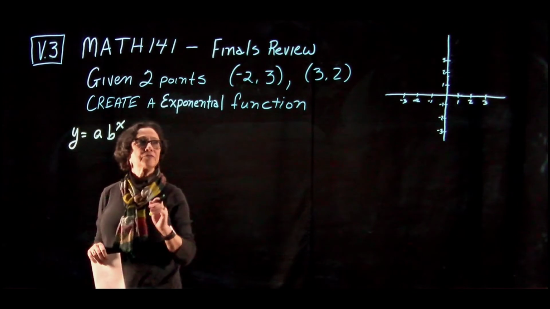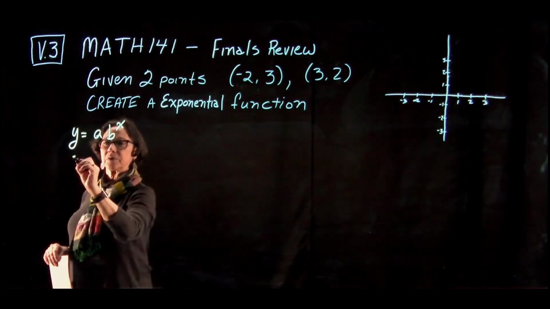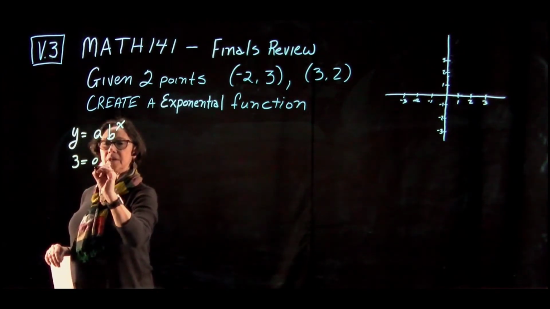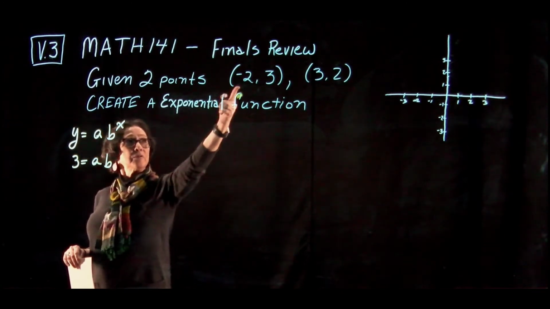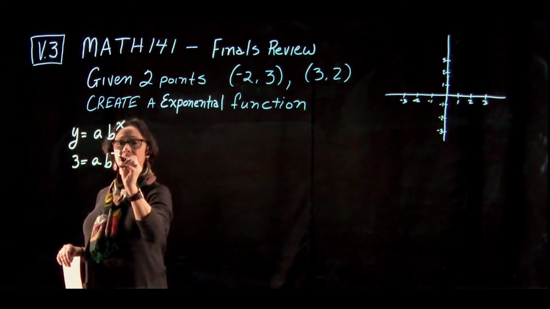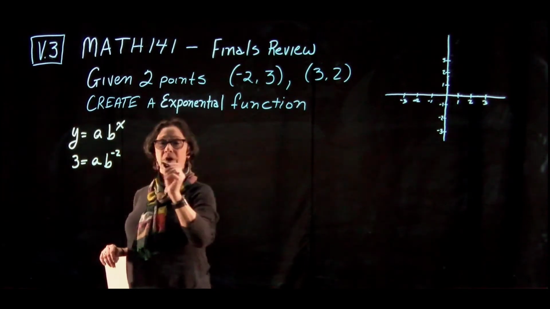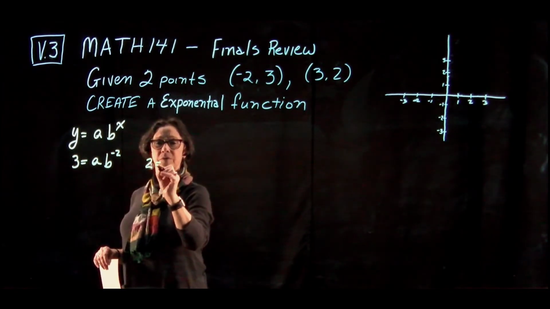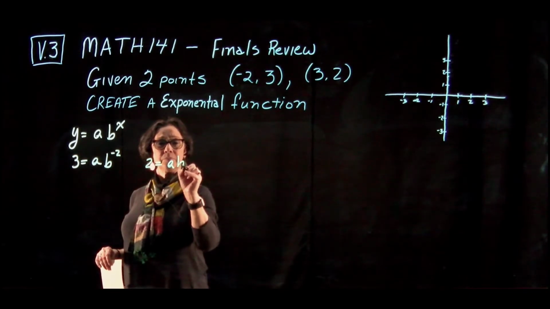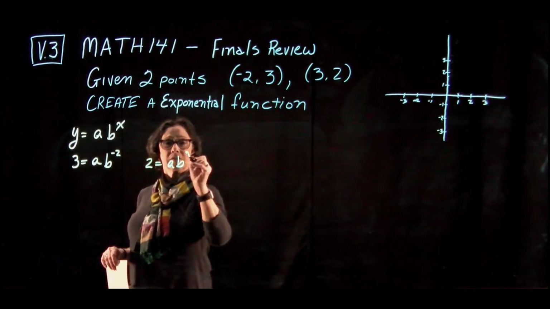So I'm going to take our first point, where y is 3: 3 equals ab raised to the negative 2. And for the second point, I'm going to do the same thing: y is 2, so 2 equals ab raised to the x.